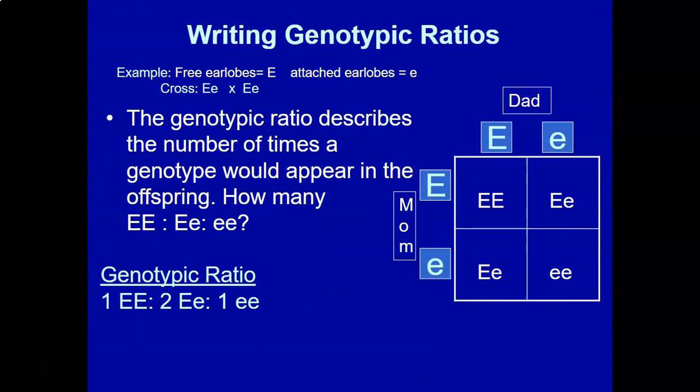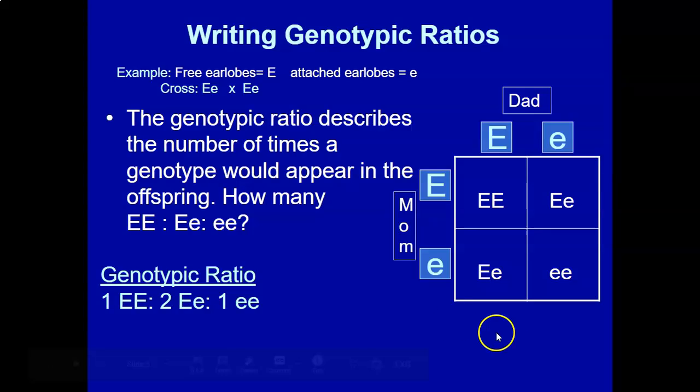When you're writing your genotypic ratios, a lot of the problems are going to ask you to write genotypic ratios. Okay, the genotypic ratio describes the number of times a genotype would appear in the offspring. So how many capital E's are there? How many capital E lowercase e's are there? How many lowercase e's are there?